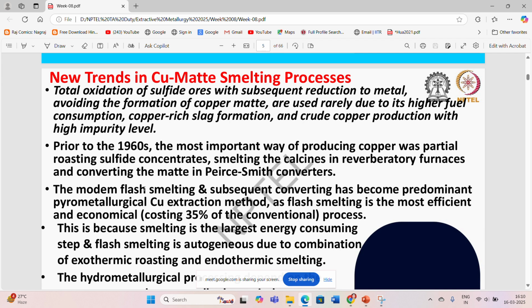used rarely due to its higher fuel consumption. So we generally don't go for the total oxidation roasting process. We generally go with the oxidation roasting process just to convert the FeS2 present inside this CuFeS2 ore in the form of FeO material, so that it can report to the slag form. So copper-rich slag formation and crude copper production with high impurities level, we have to do it.